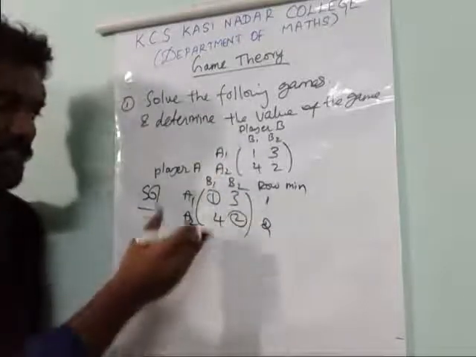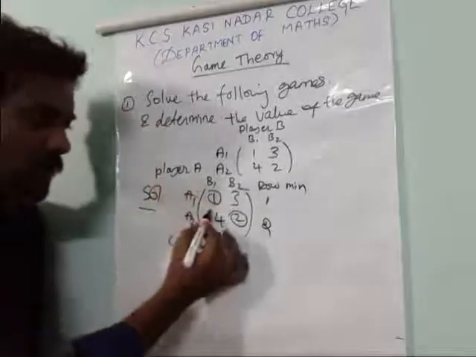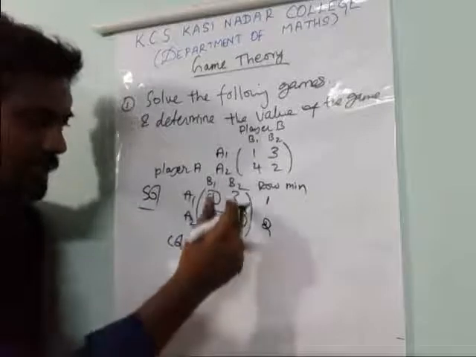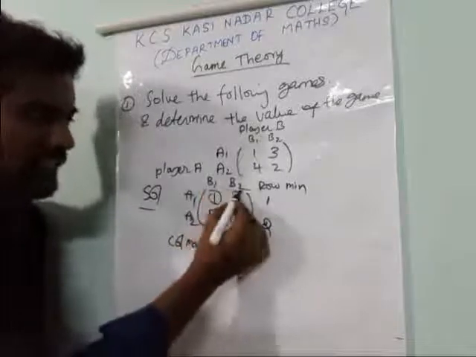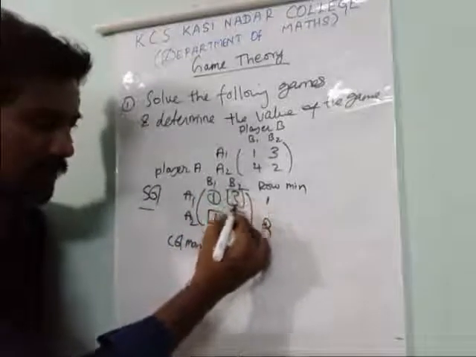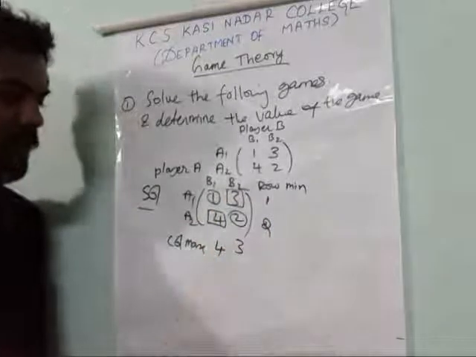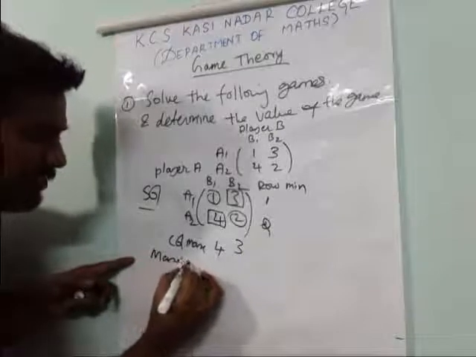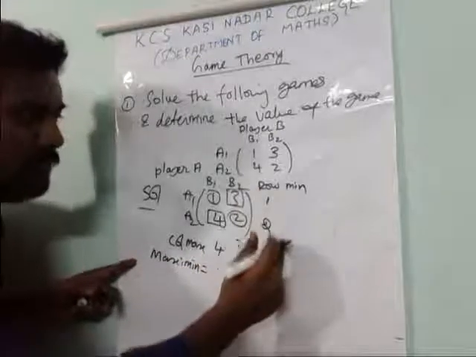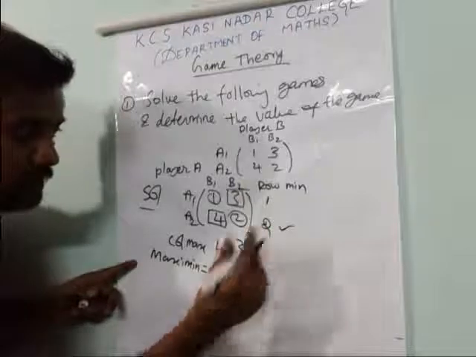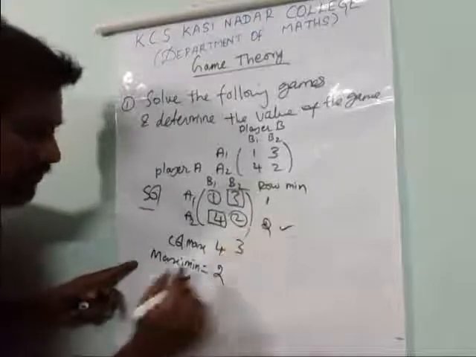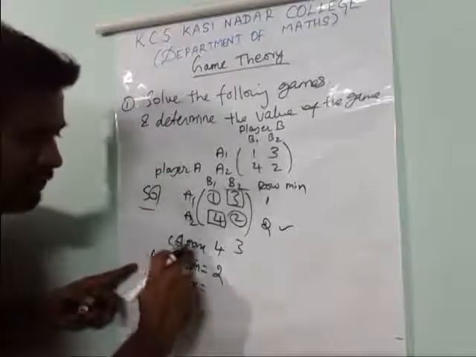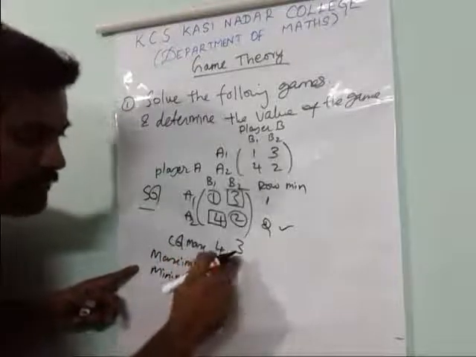Now column wise. In each column we take the maximum number. What is the maximum number? 4. Put it in a square box and write that 4. In the second column the maximum number is 3. Again put it in a square box. Now maximin is the maximum of the minimums. In this minimum line, the maximum value is 2. And minimax is the minimum of the maximums. In this maximum line you choose the minimum, so the minimum number is 3.